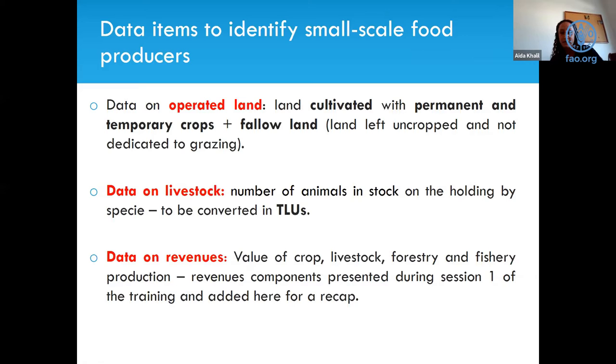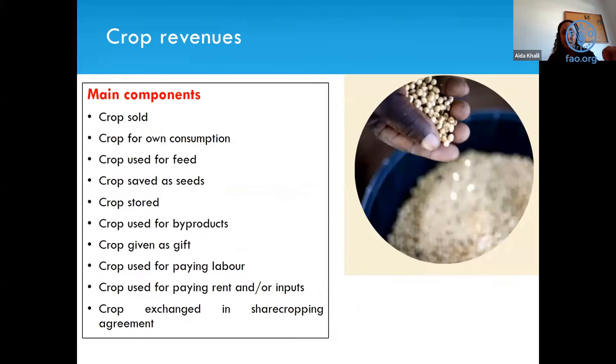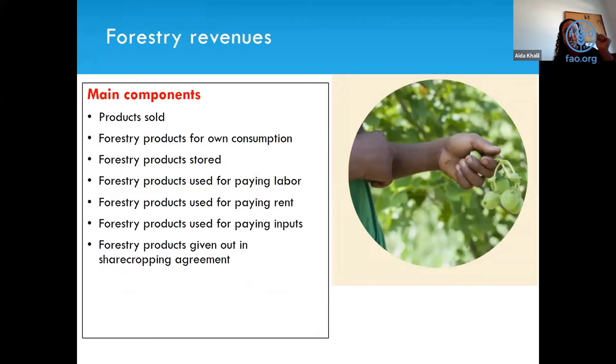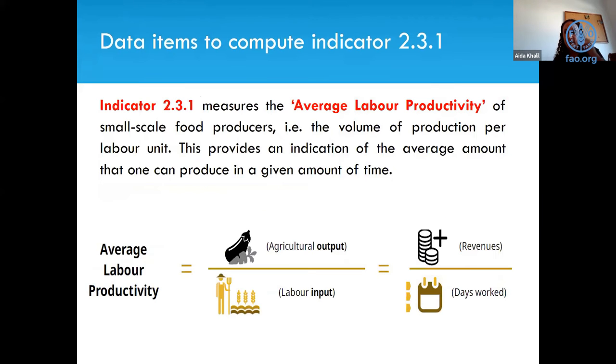The revenue components have already been presented in day one, but also in day two, but I included them here as a recap. So you can also refer to this PowerPoint presentation to see the components of the crop revenues. We have already discussed this in detail, the livestock revenues and fishery and forestry revenues. Then the data items needed to compute the indicators. For 2.3.1 and 2.3.2, we have two components, the numerator of the indicator and the denominator. The numerator of the indicator is the revenues, and the denominator is the labor input.